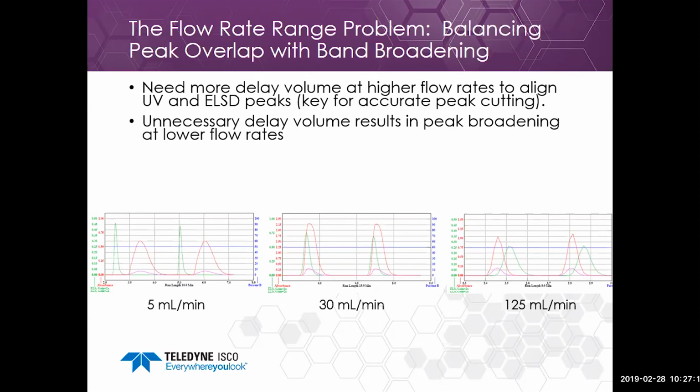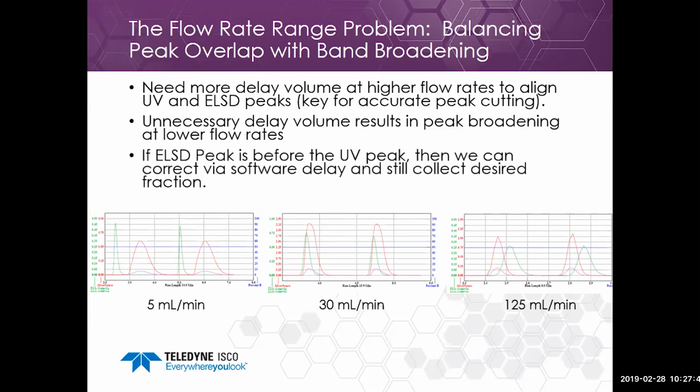You can see at 5 mL a minute, though, the problem is that you get really bad peak broadening in the UV spectra compared to the ELSD spectra. So now you're not getting a peak overlap. Your samples may even start to coalesce and come back together after you separated them. So that's a problem if you try to get the correct delay for 30 mL a minute, and then you're sampling at 5 mL a minute.